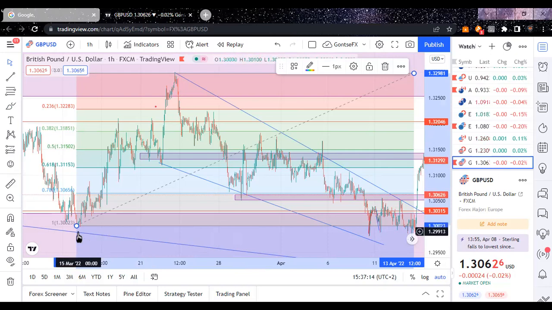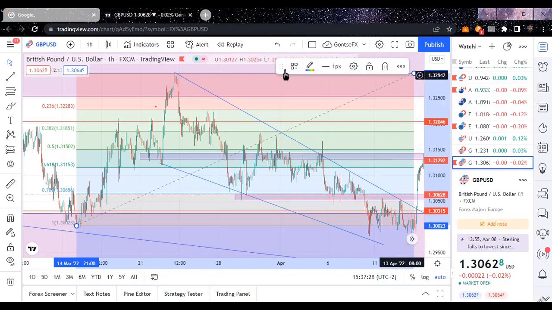So I told you guys that if you see an uptrend, you start off your Fibonacci retracement tool from the lowest point to the highest point. And if you're in a downtrend, you start off from the highest point to the lowest point, right?